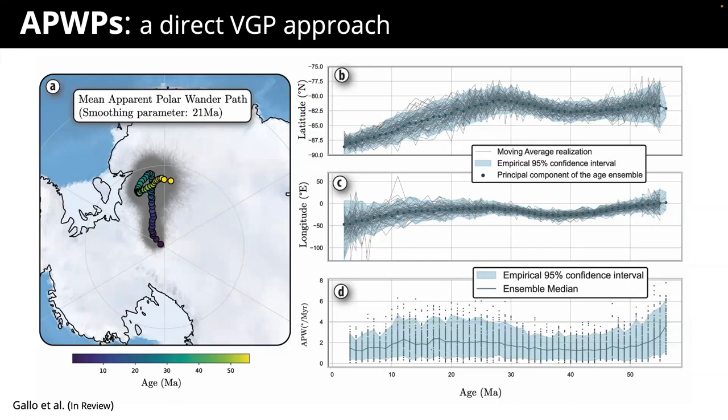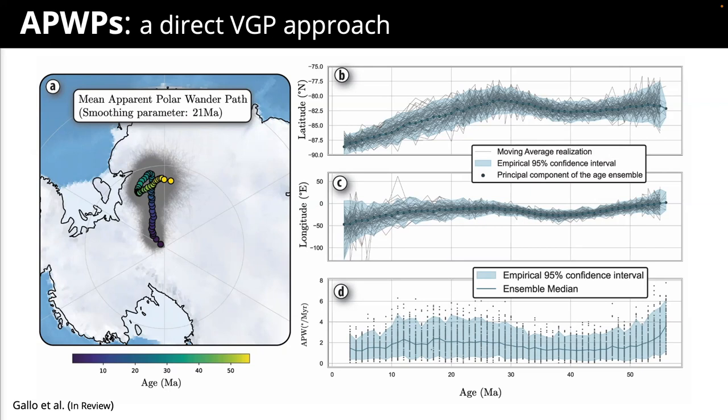All of the little gray wispy hairs you can see in the background are individual runs, so individual iterations. And then the colored circles, which are showing you the mean pole positions, are the principal component that we determine from that collection of mean poles of the same age. The panels on the right are showing you this apparent polar wander path decomposed into latitude, longitude, and apparent polar wander rate time series, where the little blue dots are showing you again the principal component of the age ensemble, and the blue bands are showing you the empirical 95% confidence bounds.